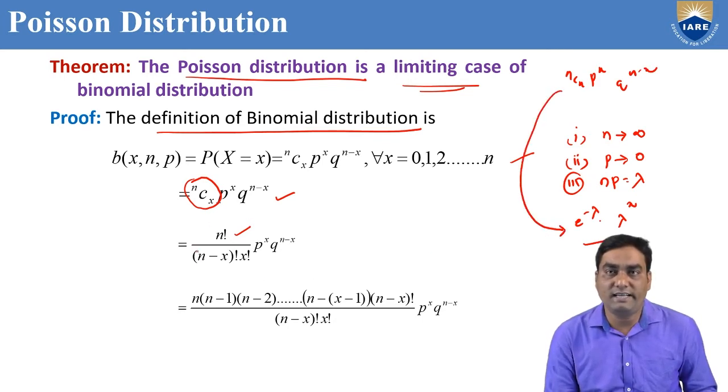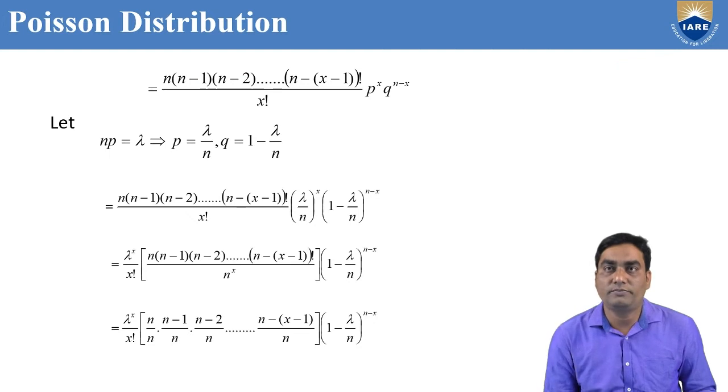How will we see it? First, we write the nCx formula. n factorial we can write as n into (n-1), (n-2), and so on, up to (n-x) factorial. If you write (n-x) factorial, the previous term is n-(x-1). Divided by (n-x) factorial into x factorial, times p^x q^(n-x). So (n-x) factorial cancels. The remaining terms are n(n-1)(n-2) up to n-(x-1), by x factorial, times p^x q^(n-x).